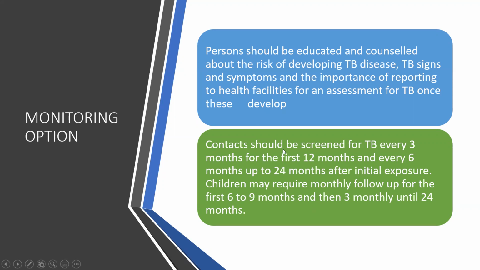So what do we do? Contacts should be screened for TB every 3 months for the first 12 months, and every 6 months up to 24 months after initial exposure, whereas children may require monthly follow-up for the first 6 to 9 months, and then 3 monthly until 24 months. So these are the follow-ups, making sure that those patients don't develop TB while they are staying with a source patient who has TB.